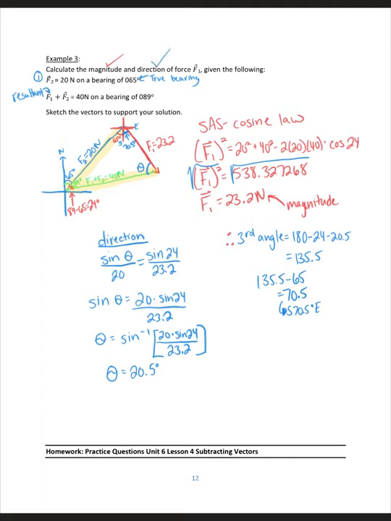So if I wanted to conclude, I just figured out our direction. We already determined our magnitude. So we can say, therefore, the magnitude of F1 is 23.2 newtons, and it's on a quadrant bearing of south 70 degrees east.